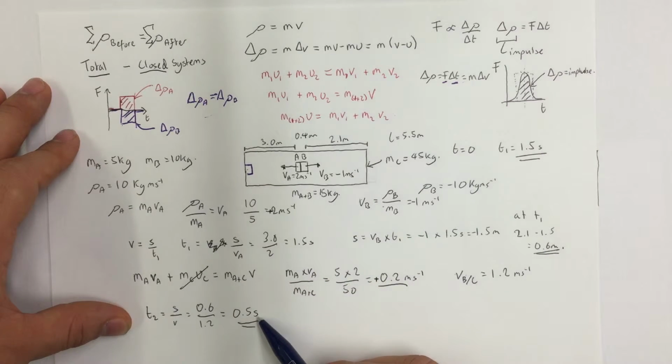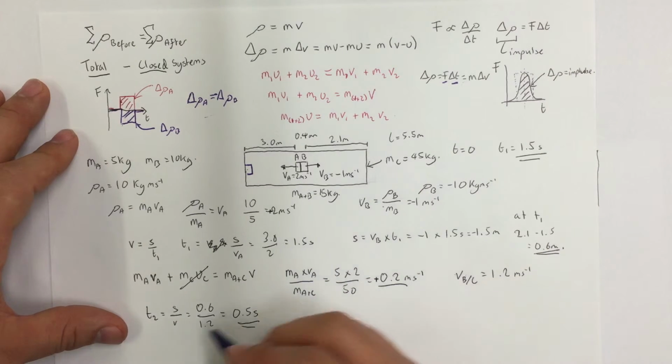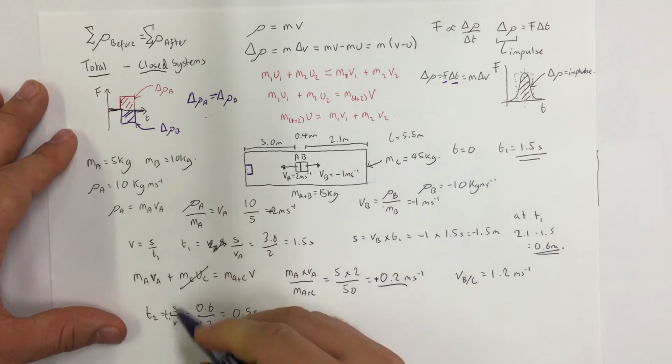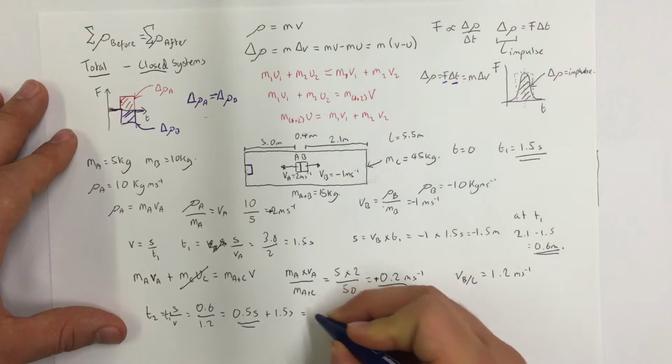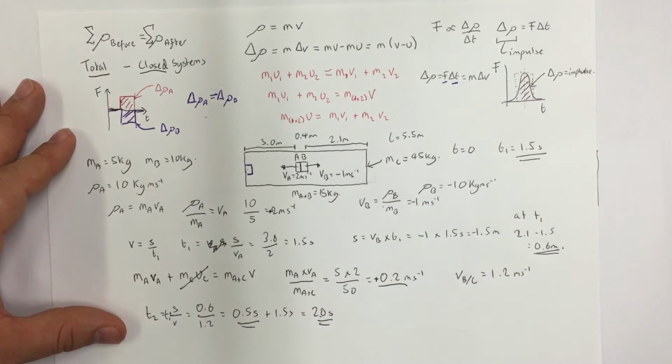So I have to add that. To get t2, I have to add that 0.5 seconds. So this equation is not really finished. It should be t1 plus this quantity. So if I add that to 1.5 seconds, t2 is equal to 2 seconds. So after 2 seconds, B collides with this side of the container.